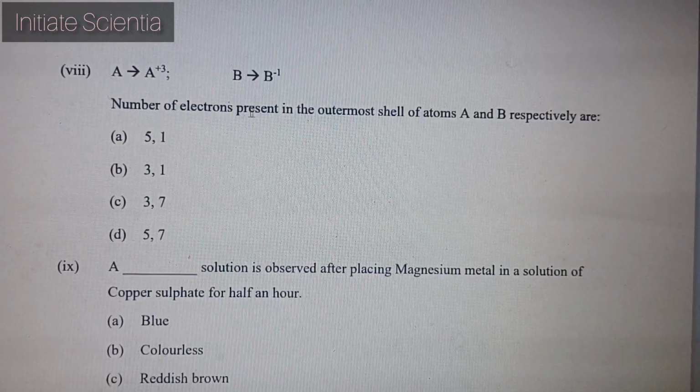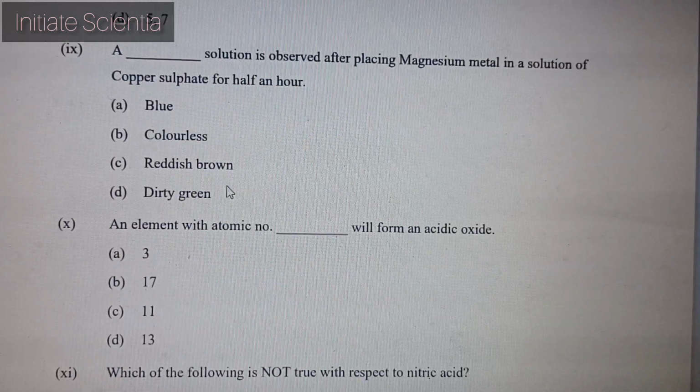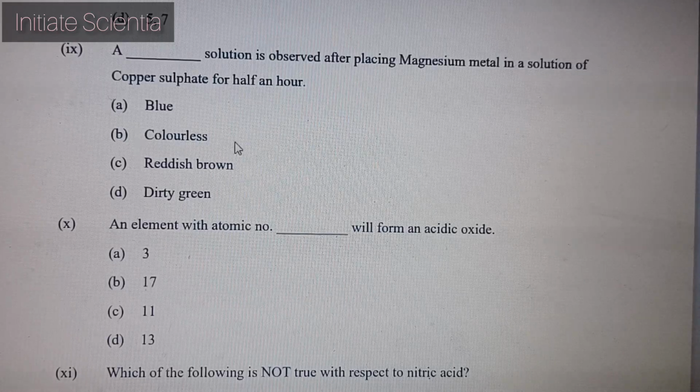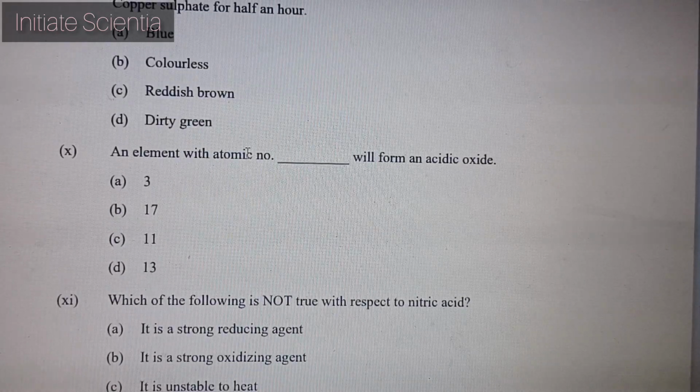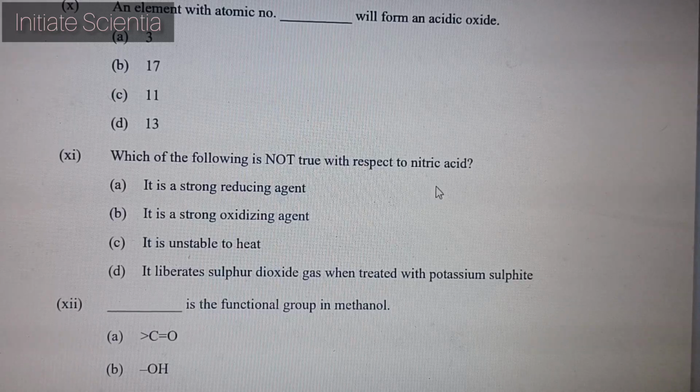For the reactions above, the number of electrons present in the outermost shell of atom A and B respectively are 3 and 7. A dash solution is observed after placing magnesium metal in a solution of copper sulfate for half an hour. Colorless. An element with atomic number dash will form an acidic oxide. 17. Which of the following is not true with respect to nitric acid? It is a strong reducing agent.